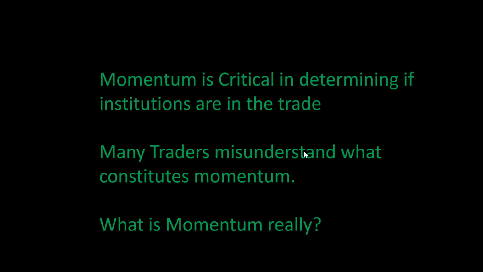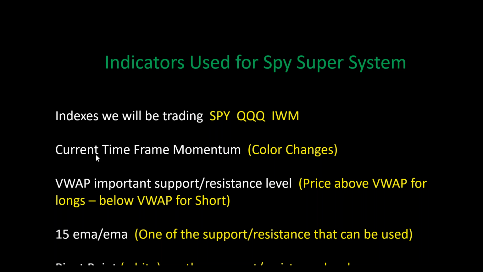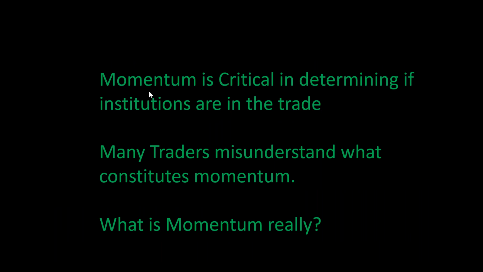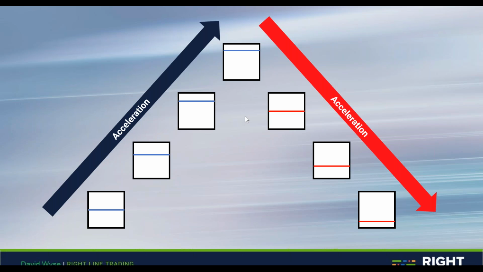One of the things to understand, as I said here, the current time frame momentum is one of our key indicators. And it's important to understand what momentum is. It's critical in determining if institutions are in a trade or not. And I think a lot of traders don't understand what constitutes momentum. It's not just because the stock's going up and you're getting a bunch of green candles in a row that it has momentum. Momentum has very specific criteria, and that's what the Compass system is going to identify. So what is momentum really? Well, this is just kind of a quick graphic.